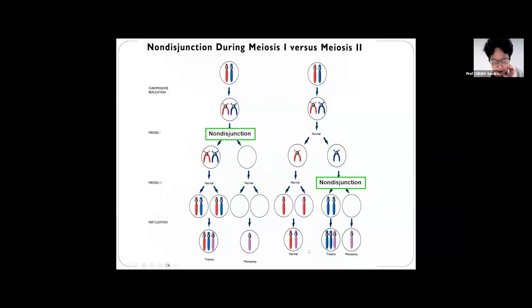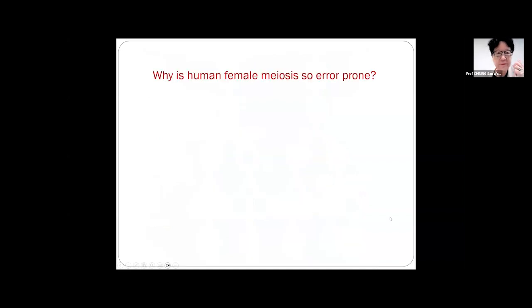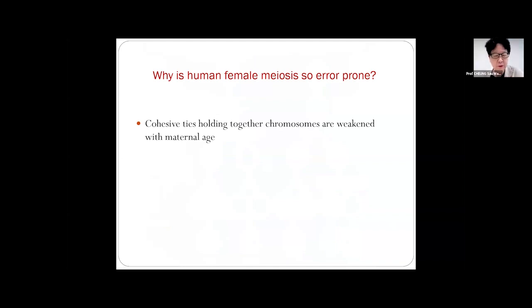And by using different polymorphic markers, we are able to figure out whether it's a meiosis 1 error or a meiosis 2 error. Over the years we also studied this. This field was quite intense, especially in the early 2000s, in the first decade of the millennium.